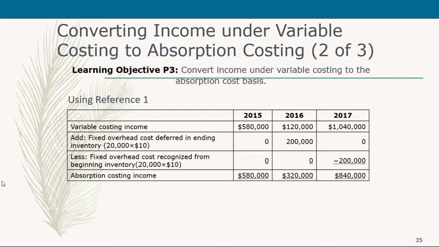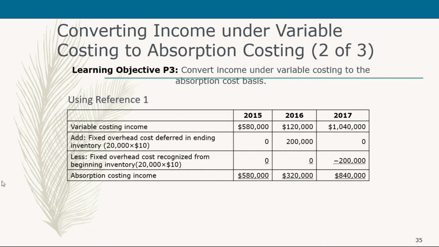Okay, using the information that we obtained from the first problem, remember that we have three scenarios. In 2015, the units sold and produced are the same. For 2016, the units produced exceed your units sold. Whereas in 2017, your units produced is less than your units sold. So what happens in 2015? Since there is no difference between the units sold and produced, there is no difference in the net income under both the variable costing and absorption costing.